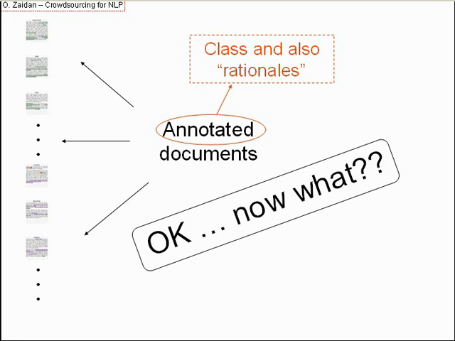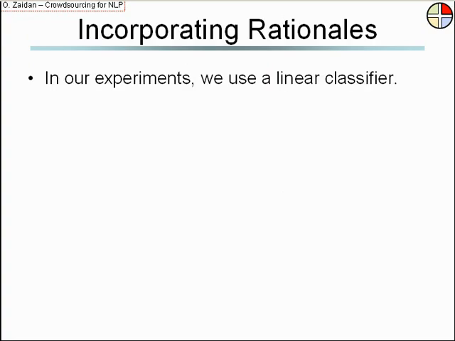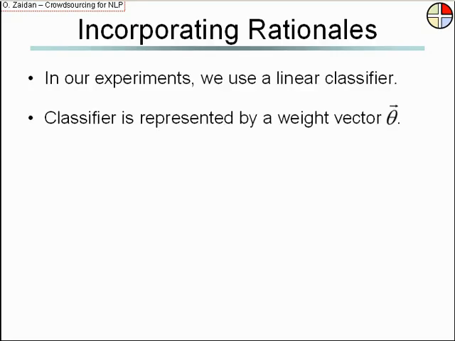Now, this is nice, but what do you actually do with this kind of data? This is a new type of data, so you can't just throw it at your classifier. And the way we're going to incorporate rationales is by incorporating them into the training of linear classifiers. So in all of the experiments I'm going to show you, I deal only with a linear classifier. It has about 18,000 features. And so you can think of this classifier as just being a weight vector that I call theta, or I call also W at some portions of this talk.